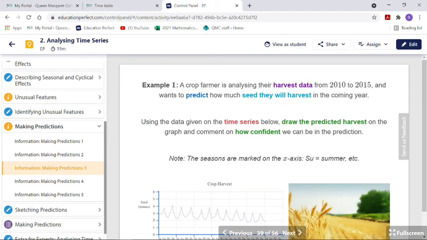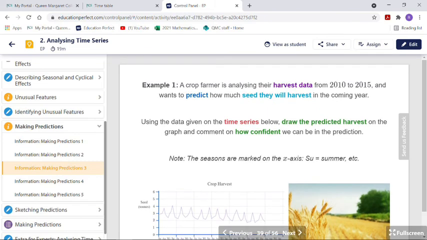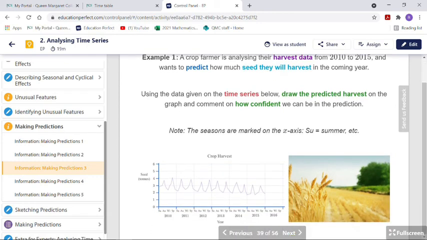All right, so here we go. A crop farmer is analyzing their harvest data from 2010 to 2015, and they want to predict how much seed they will harvest in the coming year. Using the data from the time series, draw the predicted harvest on the graph and comment on how confident we are. So here we go.